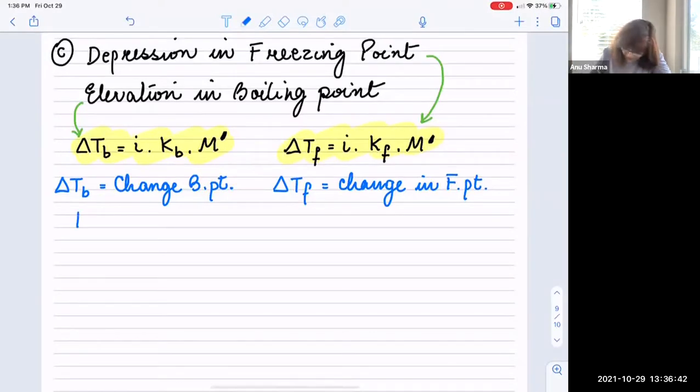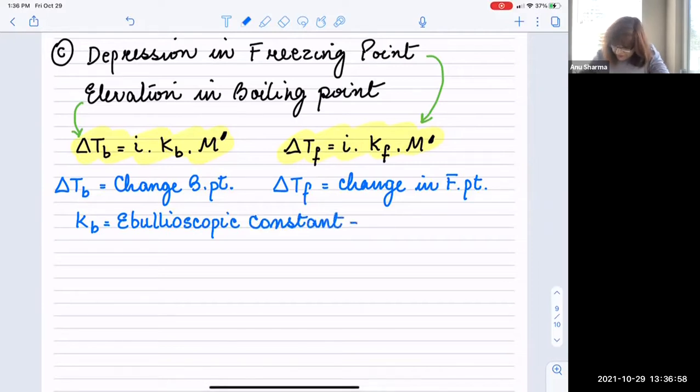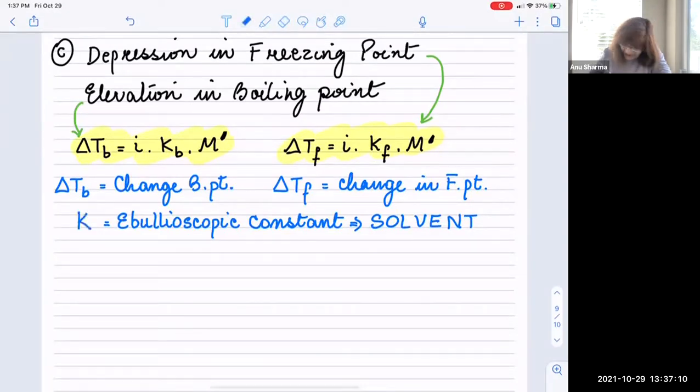Now Kb is the ebullioscopic constant, and Kf is the cryoscopic constant. These are specific to the solvent, whatever solvent you have, water or any oil. So K stands for these constants.